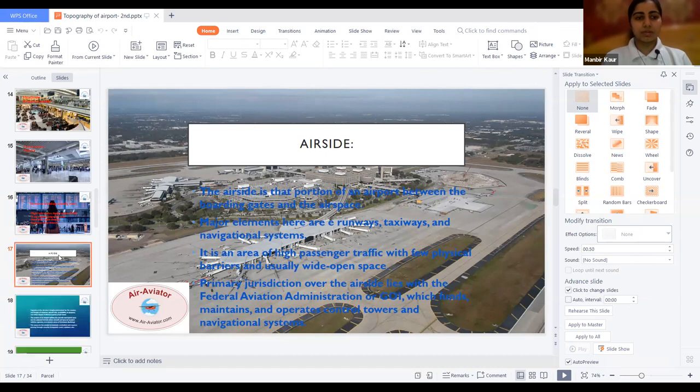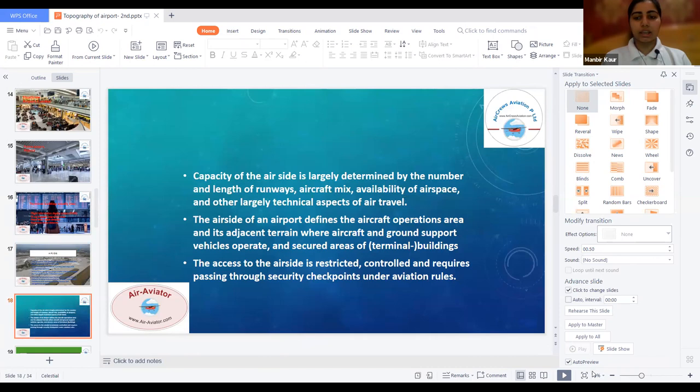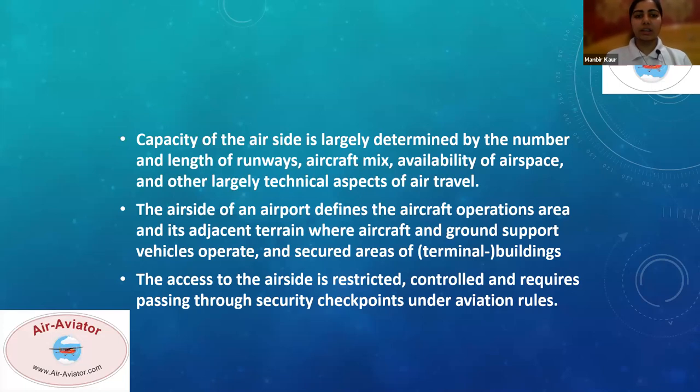Okay, so talking more about the airside, the capacity of the airside is largely determined by the number and the length of the runways, the aircraft mix, the availability of the airspace, and other large technical aspects of air travel. The airside of an airport defines the aircraft operations area and its adjacent terrain where aircraft and ground support vehicles operate, and secure areas of terminal buildings. The access to the airside is restricted, controlled, and requires passing through security checkpoints under the aviation rules.